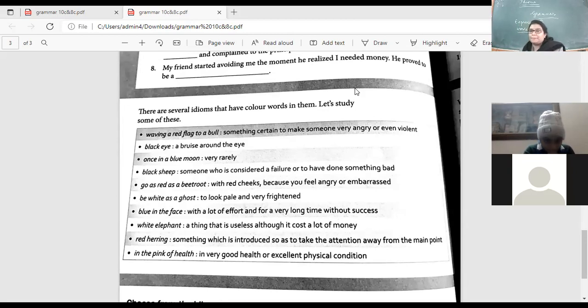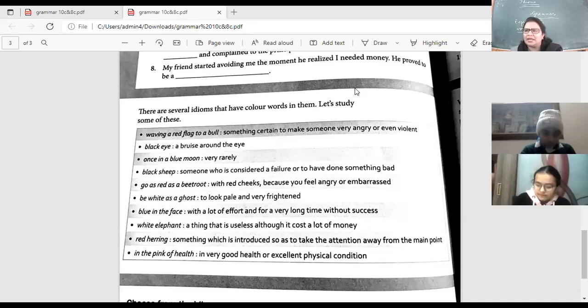So don't be late for the class. It's like waving a red flag to a bull, right? You definitely get punished. Black eye, a bruise around the eye. When you get a black eye, you're hit by someone, right? So he got a black eye in the boxing ring. Right? These ones are easy.